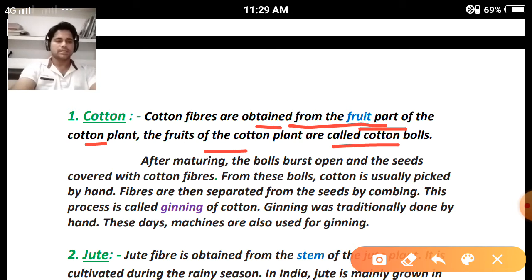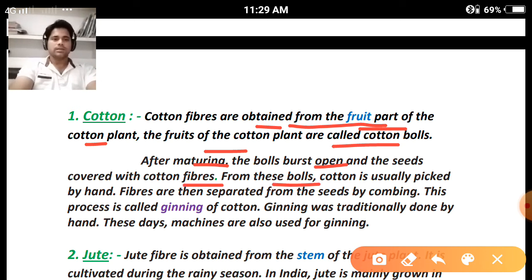And what is the procedure to obtain the cotton fibers? Let us see. After maturing, the balls burst open and the seeds are covered with cotton fibers. From these balls, cotton is usually picked by hand. Fibers are then separated from the seeds by combing. Just like we comb the hair every day, this process is called ginning of cotton.